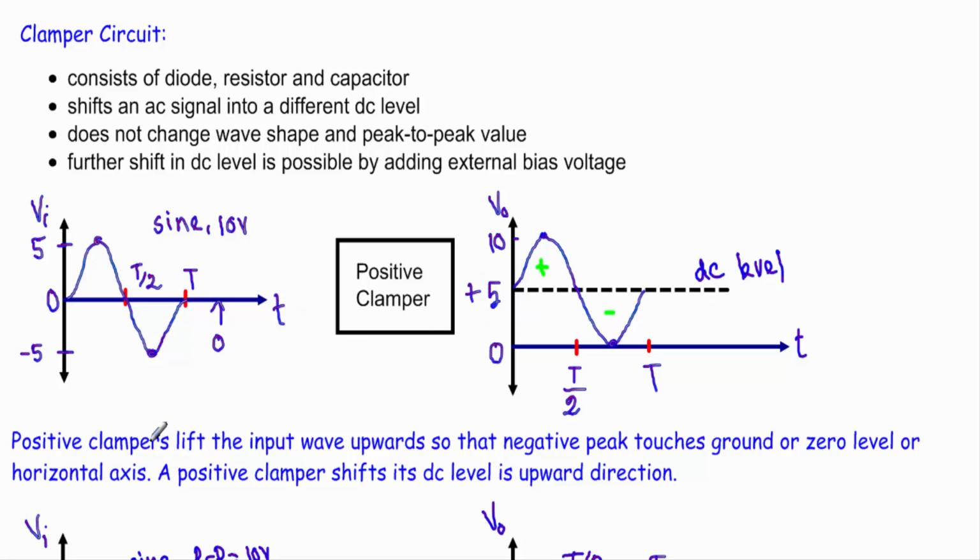Now I can conclude that a positive clamper lifts the input wave upward so that the negative peak touches the ground or zero level or horizontal axis, and a positive clamper will shift the DC level of any alternating voltage in the upward direction. Here the DC level was at 0, but here the DC level is at plus 5. Therefore a positive clamper will push the DC level in the upward direction.